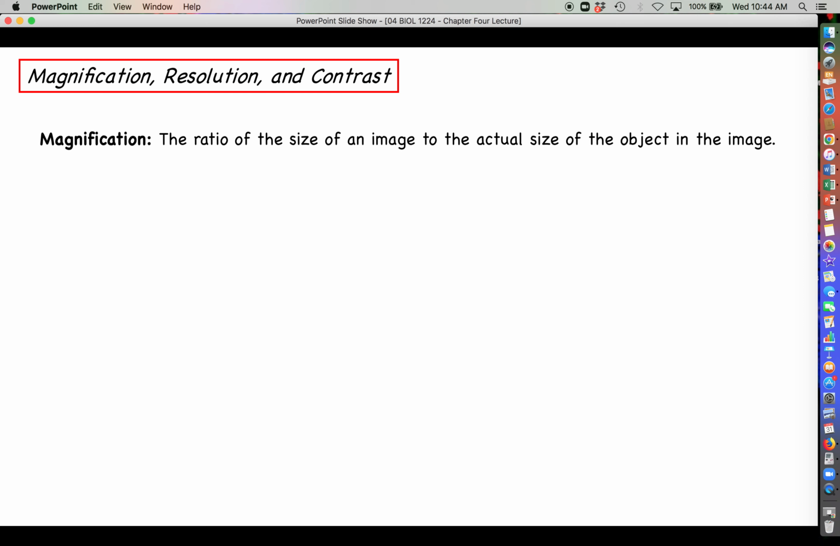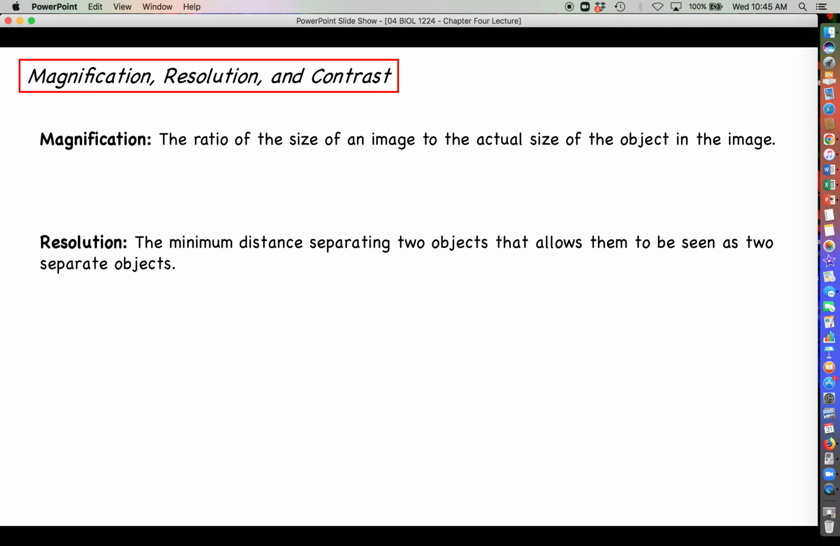Okay, so let's talk about some terminology that is associated with microscopes. We've already discussed magnification. This is the ratio of the size of an image compared to the actual size of the object. So if your magnification level is 1000x, the size of the image that you're looking at is actually 1000 times bigger than what the object actually is.